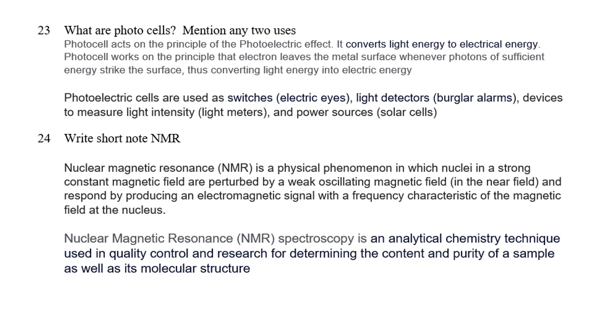Question 23. What are photocells? Mention any two uses. Photocells are devices that convert light energy into electrical energy. Uses: automatic door openers, street lights. Question 24. Write a short note on NMR. Nuclear magnetic resonance, NMR, is a physical phenomenon in which nuclei in a strong constant magnetic field are disturbed by a weak oscillating magnetic field.